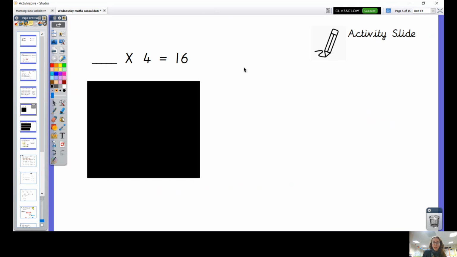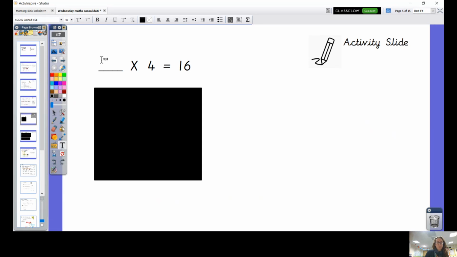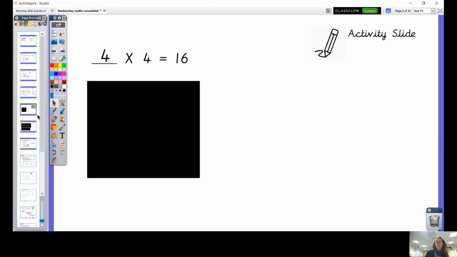I would suggest we count in 4s. How many lots of 4 can fit into 16? So I might count in my 4s here. 4, 8, 12, 16. I've got 4 lots of 4 that make 16. So I can pop a 4 in there. You might have had a different strategy for working that out, but certainly if you can count in your 4s, we should be able to work that out nice and easy.